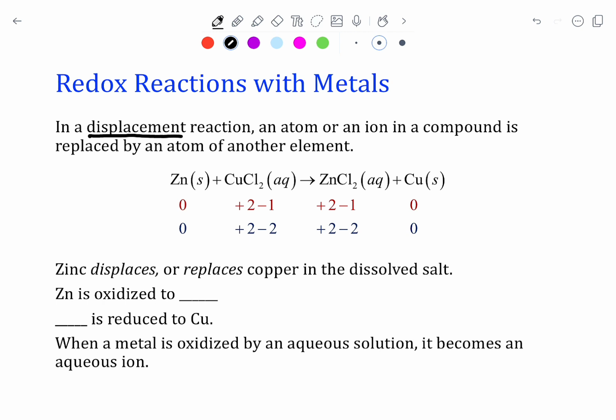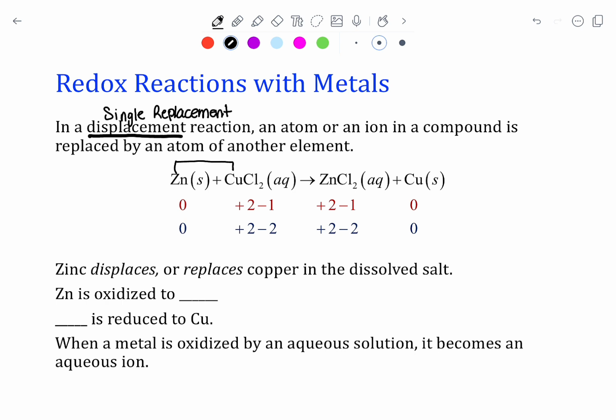We've seen the word displacement or replacement previously. We've seen it as double replacement. These are also referred to as single replacement or single displacement reactions, where we literally just swap one place. Okay, so we do a single replacement, we replace one with another. So, this is when an atom or an ion in a compound is replaced by an atom of another element.